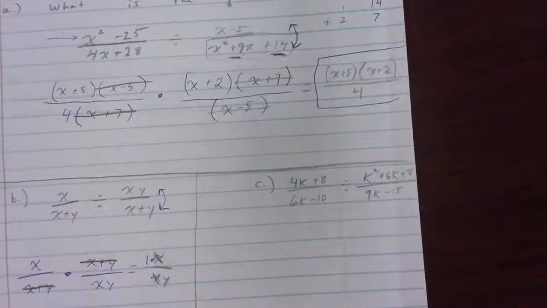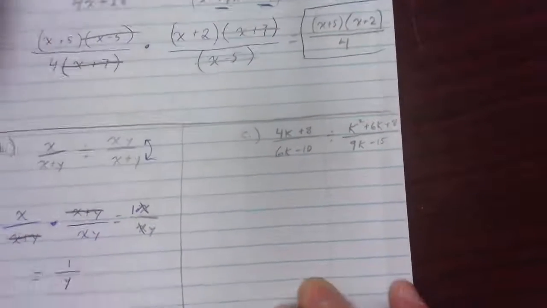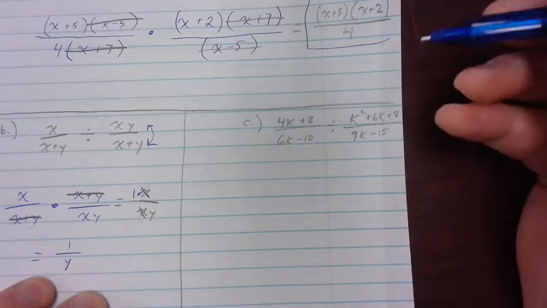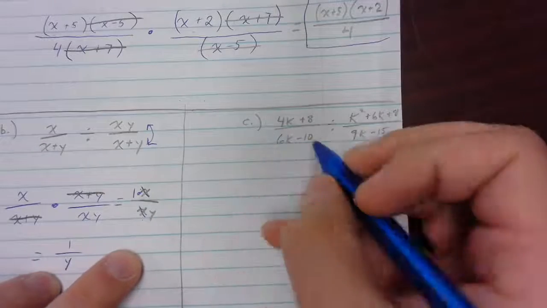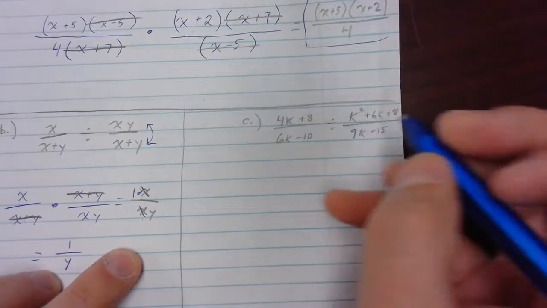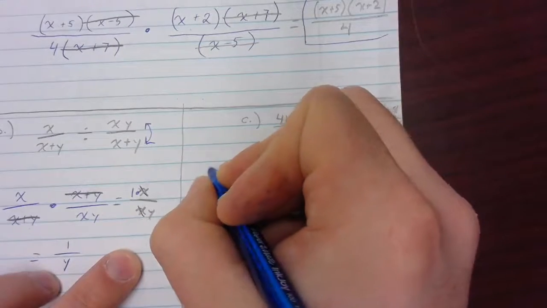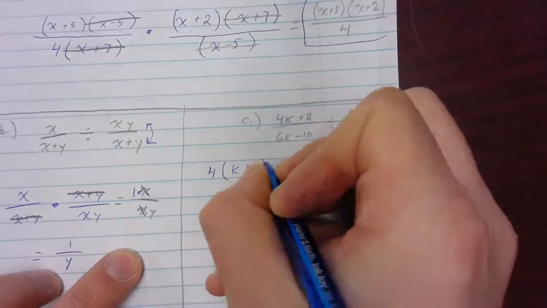Next problem, problem C. If you would like to, you can write it down and attempt to factor it, or attempt to simplify it. But as I see this, you want to think, can I factor anything first? I'm going to start with my 4k plus 8. 4k and 8 both have a common factor of 4, so I'm going to write that out: 4 multiplied by the expression k plus 2.